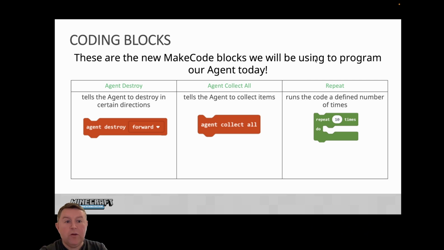Some new blocks we're going to use today. We're going to use this one called Agent Destroy, which will break down things in front or behind, depending on what we're looking for, to destroy blocks. Agent Collect, to collect items. And of course the most important one today is this repeating one, to allow us to repeat things in a loop. Okay.